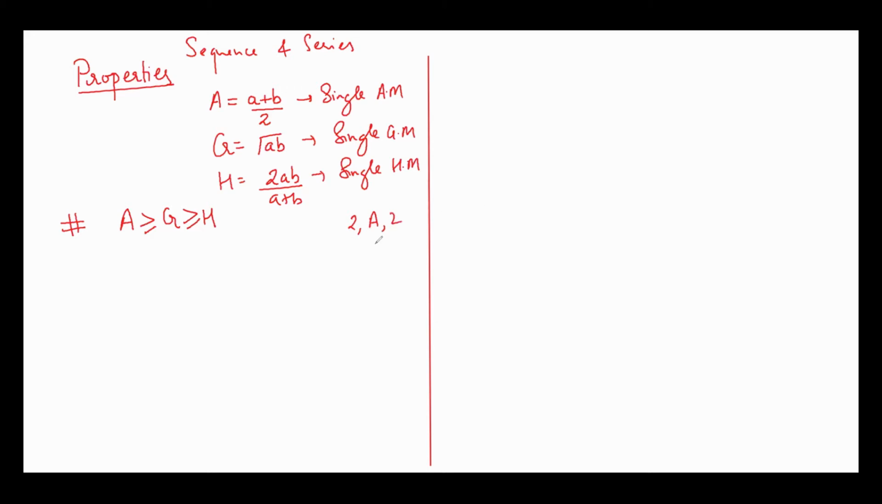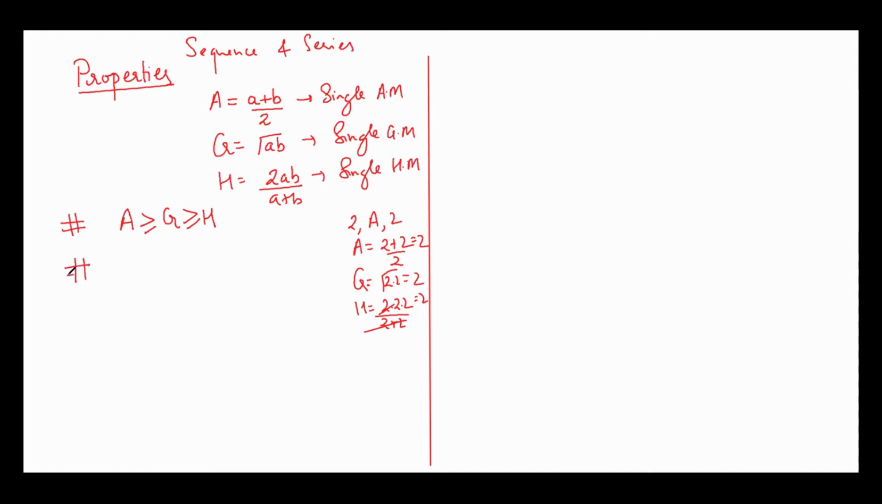In that case, AM will be 2, GM will be root ab, that is again 2, and HM is 2ab upon a plus b, that is again 2. So in that case, A is equal to G is equal to H, otherwise A is always greater than G and G is greater than H. So this is first property of A, G, H.